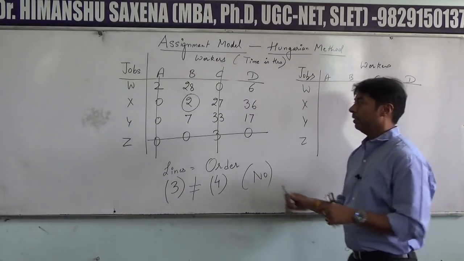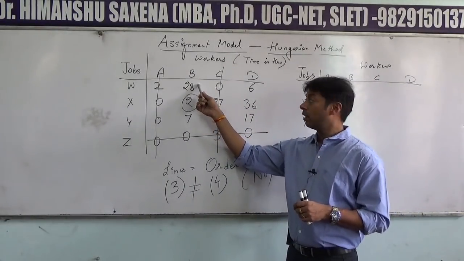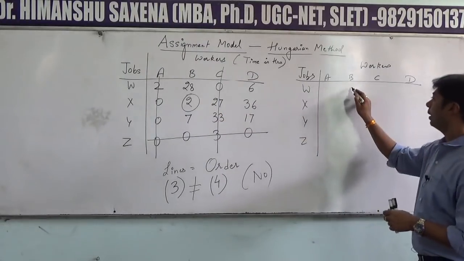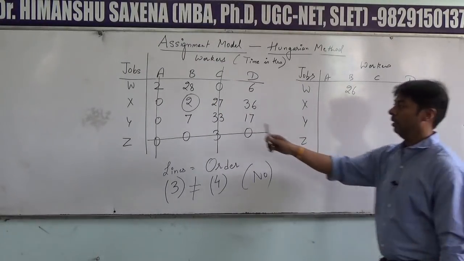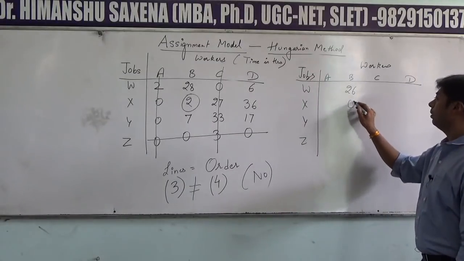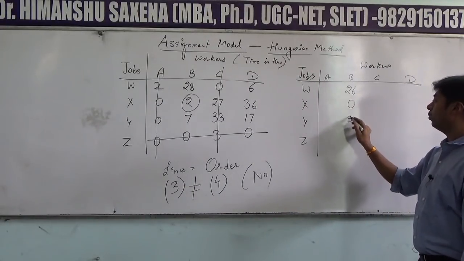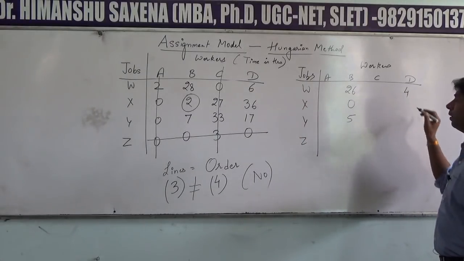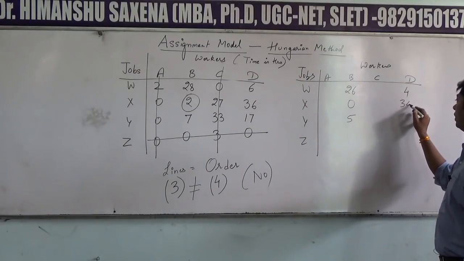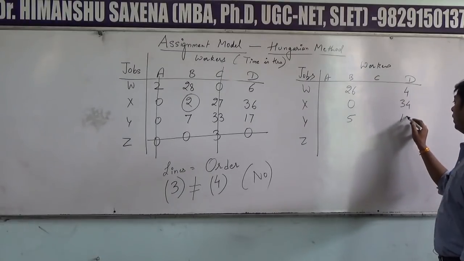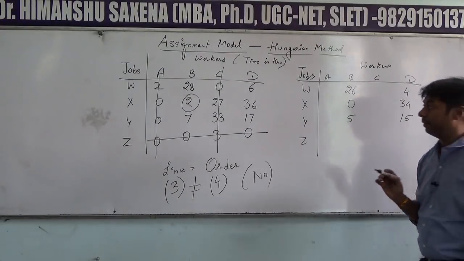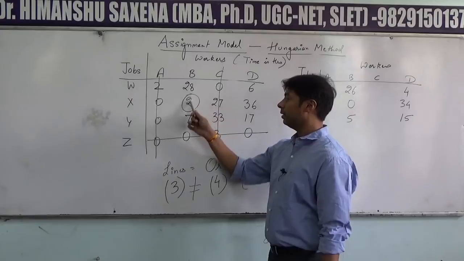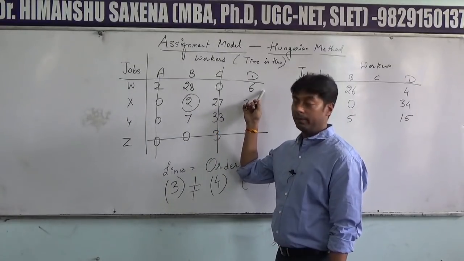Now see, this 2 is subtracted from this uncovered element 28. So in the new table, you'll have 26. 2 minus 2 will be 0. 7 minus 2 will be 5. Similarly, 6 minus 2 will be 4. 36 minus 2 will be 34. And 17 minus 2 will be 15. So we have to subtract this 2 from all the uncovered elements.